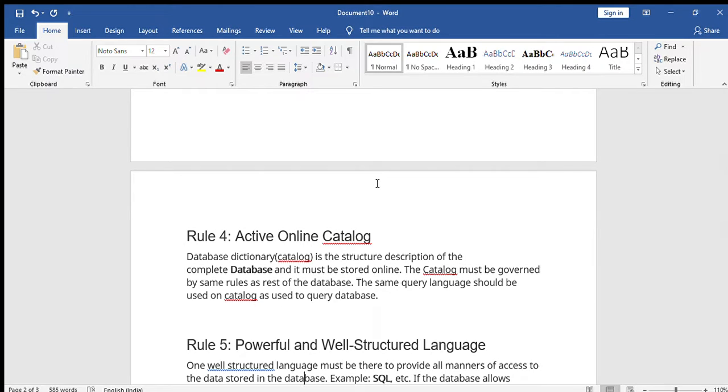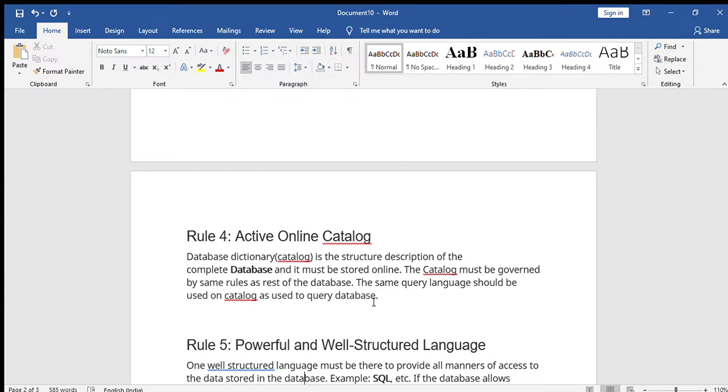The database dictionary is the structured description of the complete database, and it must be stored online. The complete structure of the database must be governed by some rules, as with the rest of the database. The same query language should be used in the catalog as is used to query the database. Whatever query language is used to develop the database, we need to use the same for the database dictionary also.